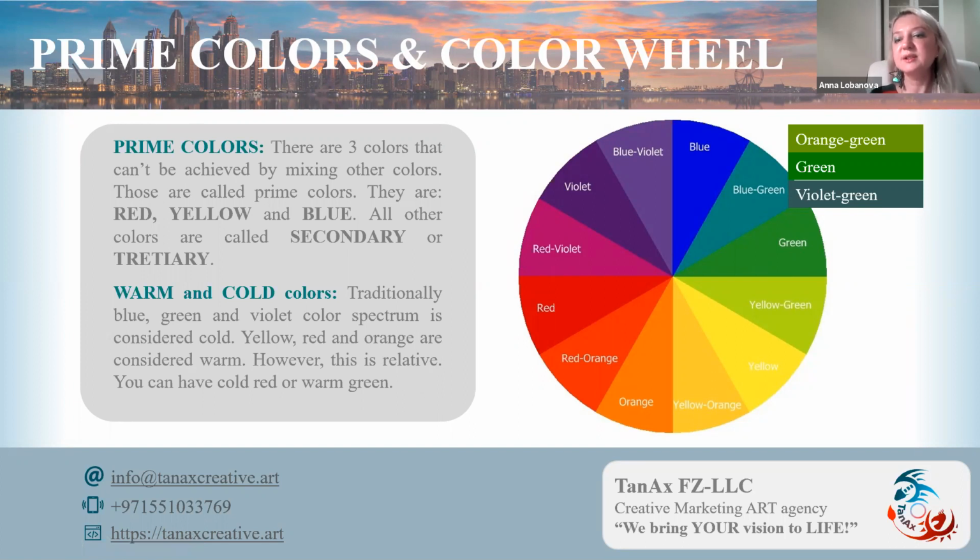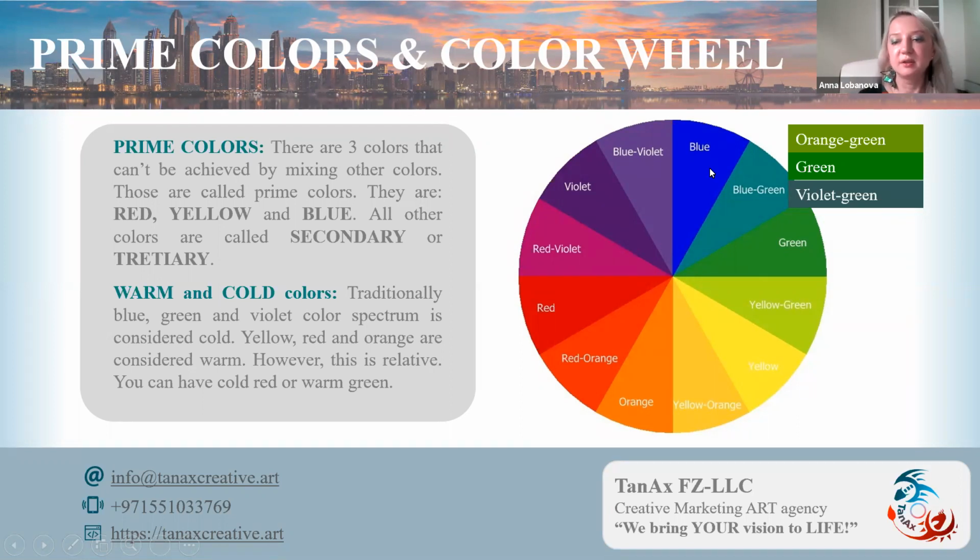Tertiary colors means that I'm mixing a prime color with another secondary color. Example would be here. So I'm mixing blue primary color with green secondary color, and I get blue-green. So that's a tertiary color. Most important is to remember really red, blue, and yellow.